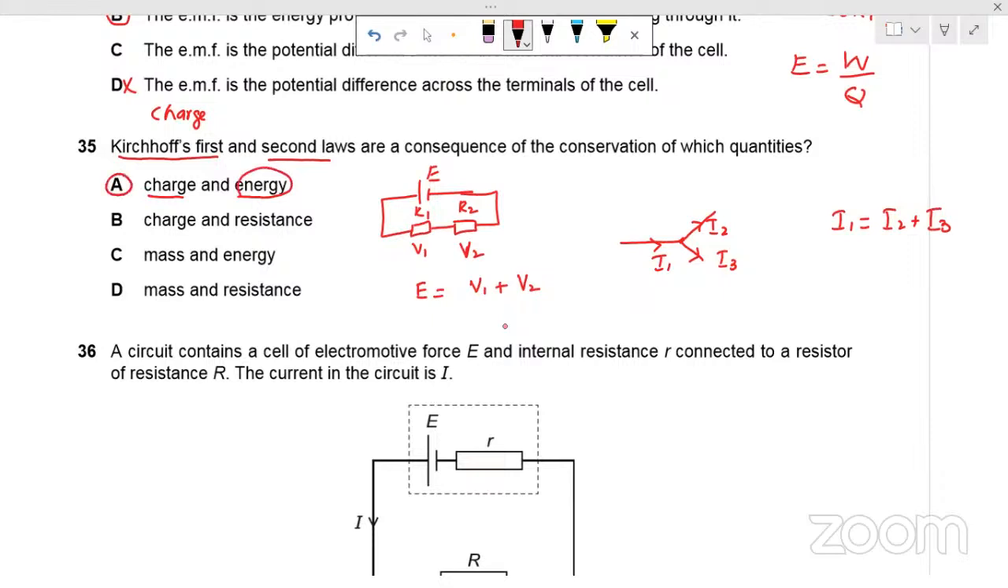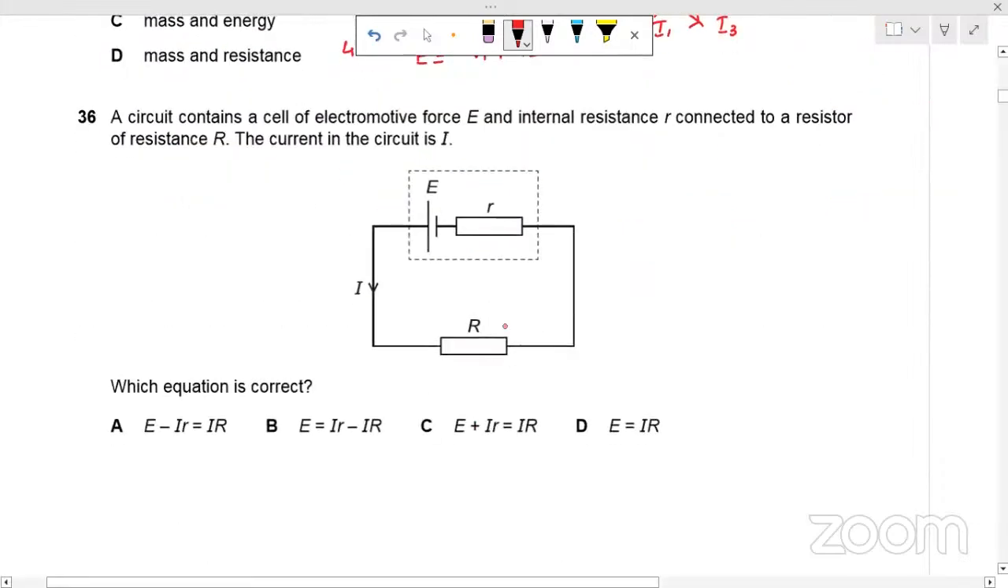For example, if this EMF is 10 volt, then 1 coulomb charge will get 10 joule of energy from the battery. And let's say this V1 is 4 volt and this is 6 volt, then this 1 coulomb charge will transfer 4 joule of energy to this resistor and 6 joule of energy to that resistor. Very simple. 36. A circuit contains a cell of EMF E and internal resistance R.